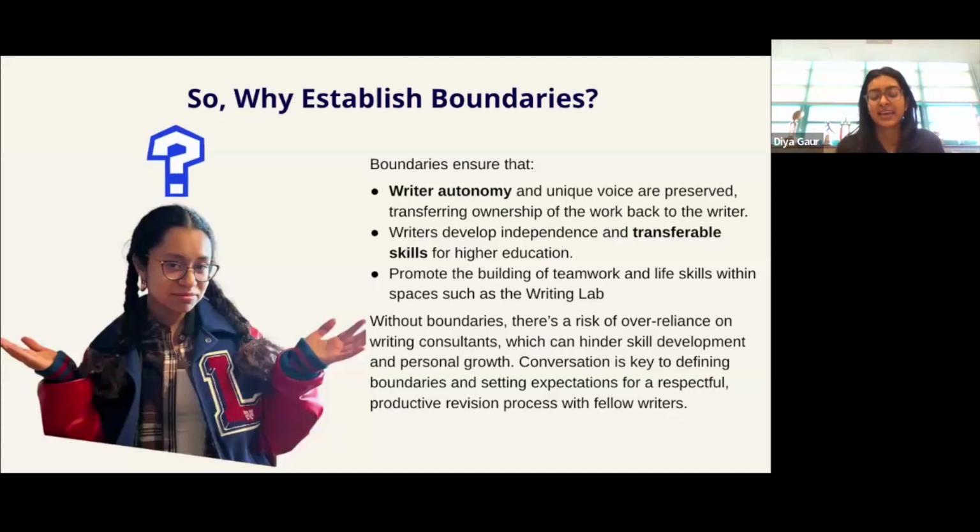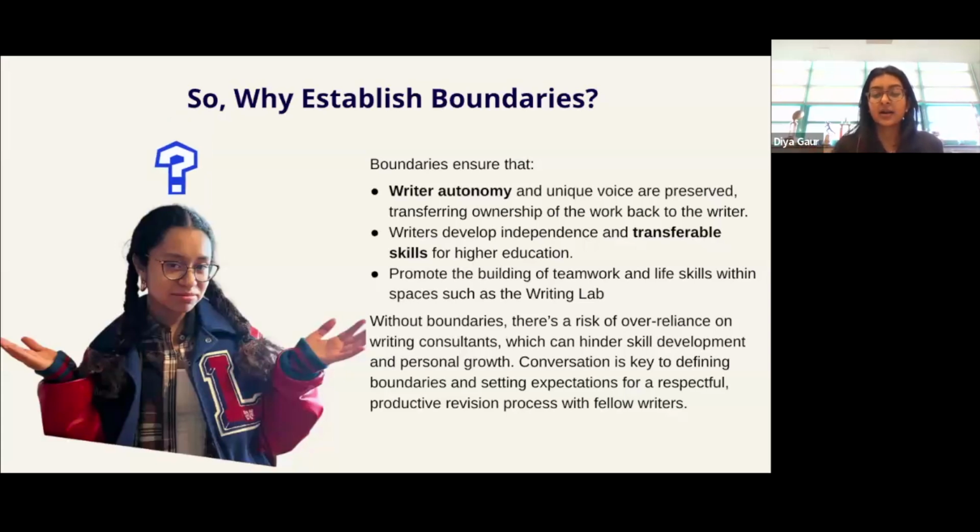And this is something that I can't emphasize enough. The goal of a writing center isn't just to improve one paper. We want to equip the writers with skills that they can carry forward in their careers. If the writers become too reliant on the consultants, they won't build the confidence to revise on their own. So, at the end of the day, we're taking the writer toward higher education, teamwork, and life skills.